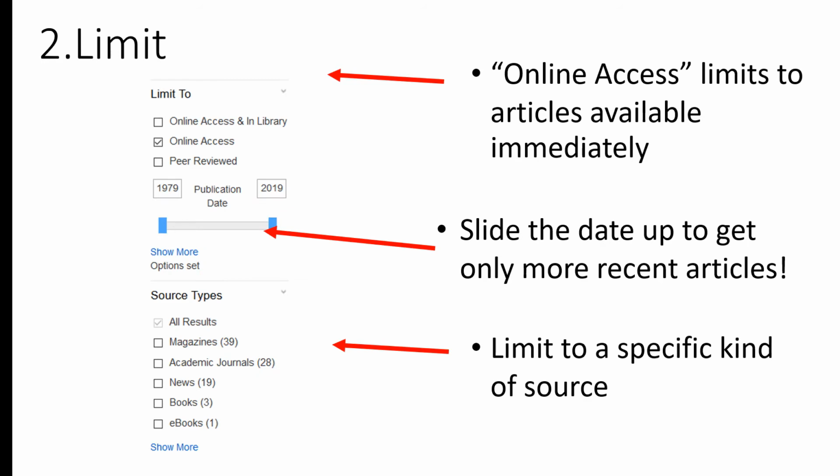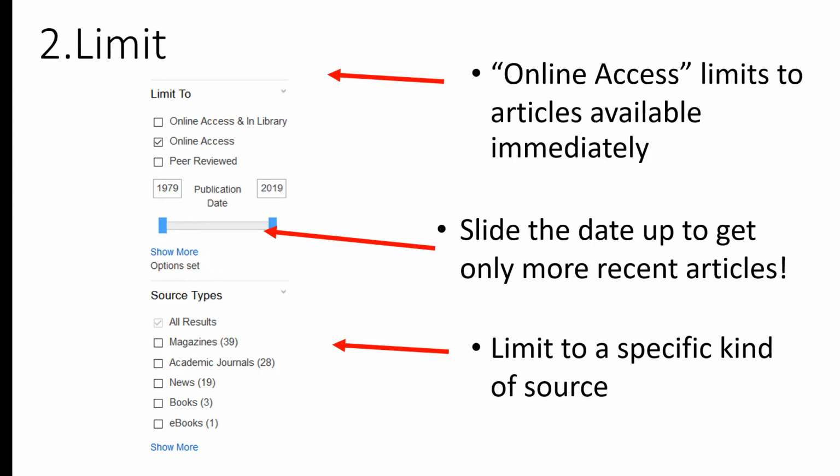After you type in some terms and get a list of results, you can limit to what is immediately available online by clicking on the Online Access box on the left-hand side under the Limit To facet at the top. You can change the date by either typing in each box or using the slider. One way to limit results for a topic is narrowing by date.